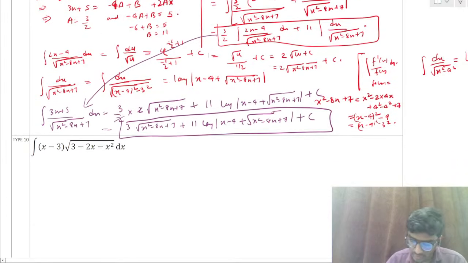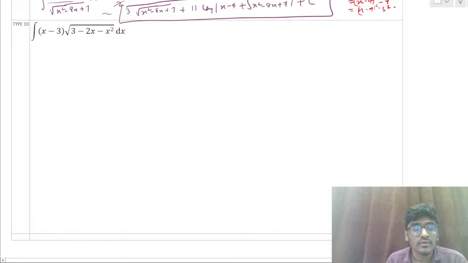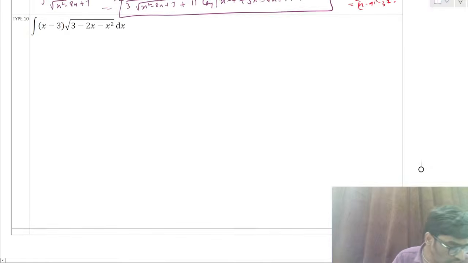Is it clear? Then our last question of today's slide is the integration of x minus 3 times under root 3 minus 2x minus x square dx. So you have 3 minutes for this question. Think and try to solve it by yourself.